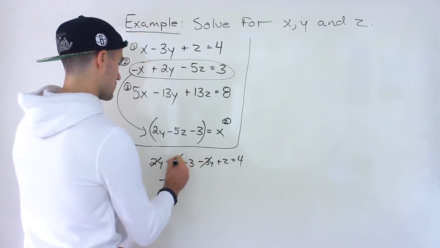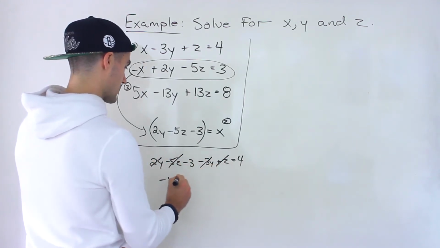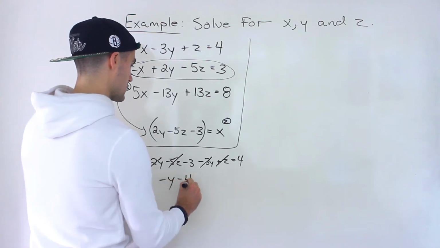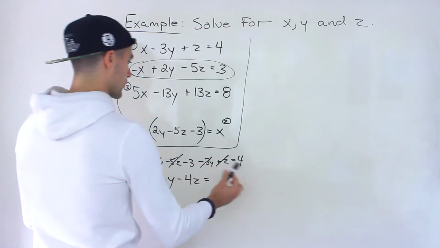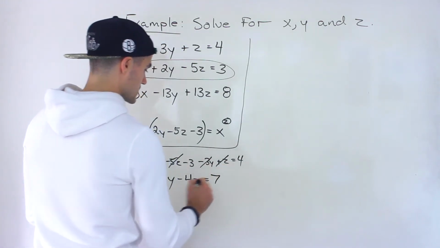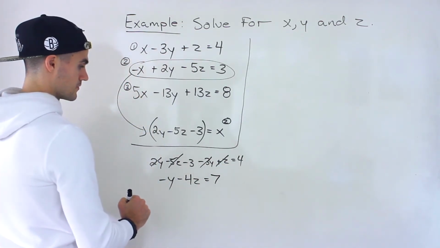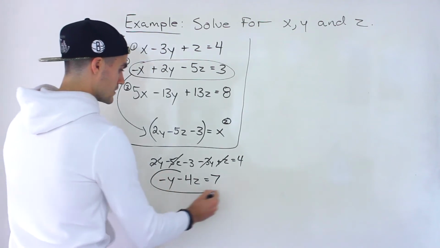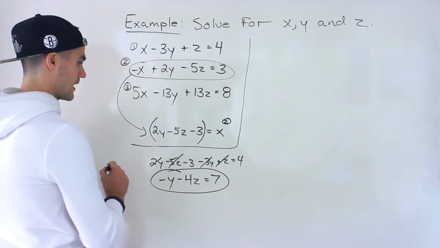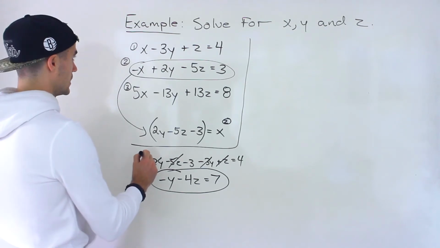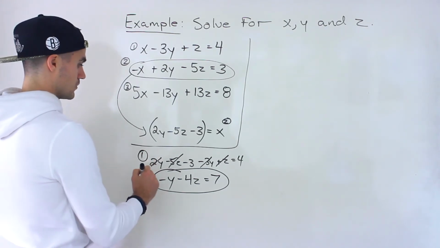Actually, let me just cross these out. Minus 5z plus z would give us minus 4z. And then the negative 3 I'll bring over. 4 plus 3 gives us 7. Right, so I'm going to leave this like this. So we have an equation in terms of y and z. And this was, we plugged it into equation 1.